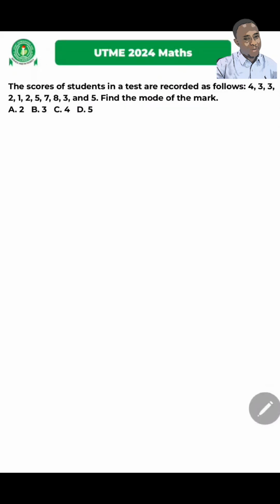23. Very simple question. It says the scores of students in a test are recorded as follows: 4, 3, 3, 2, 1, 2, 5, 7, 8, 3, and 5. Find the mode of the marks.